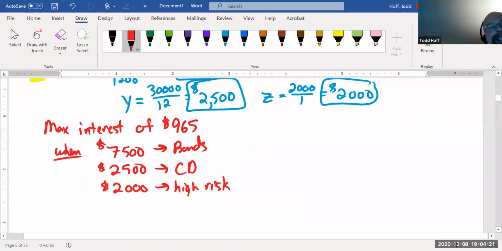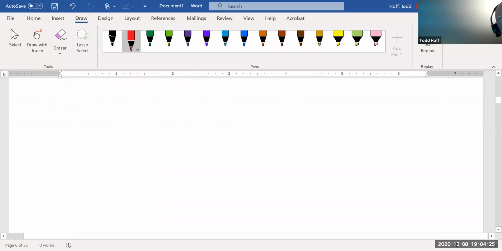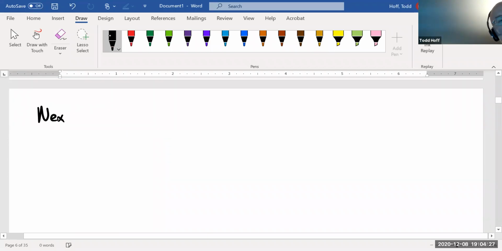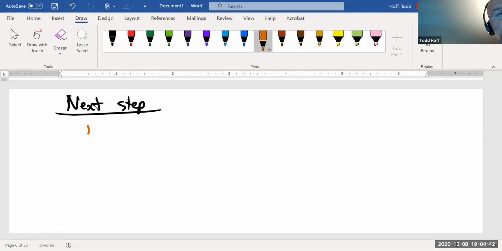Now, the next step would be to look at 2 things. The first thing we would look at is minimization problems.